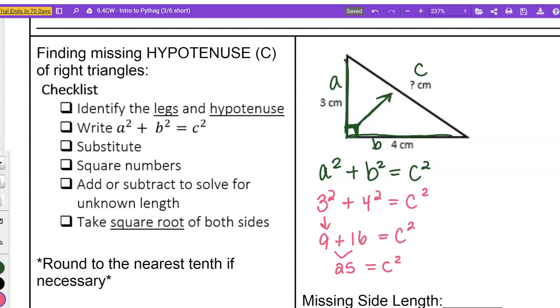But I'm not looking for what c squared is, I'm looking for what c is. The opposite of squaring a number is to take the square root. So I'm going to take the square root of both sides. When I do that, that leaves me with just c. And the square root of 25 is 5. So I find that my missing side length, the side length of the hypotenuse, is 5 centimeters.